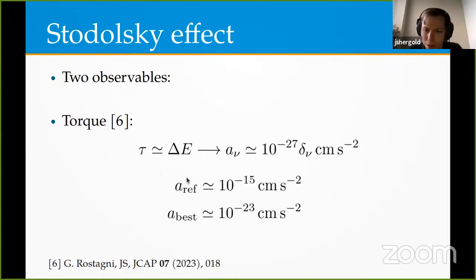For reference, we've already seen 10 to the minus 15, and with this superconducting torsion balance proposal, maybe we can go to 10 to the minus 23. So Stodolsky effect is, assuming maximal asymmetry, one order of magnitude better than coherent scattering. If the asymmetry is very small, however, it could be worse, at least with this proposal.